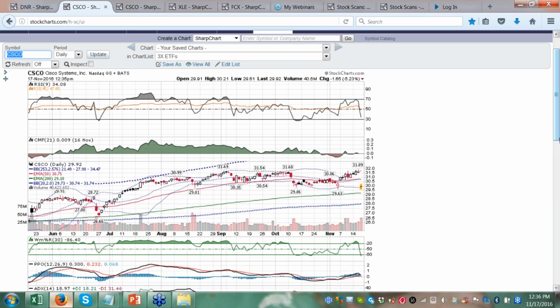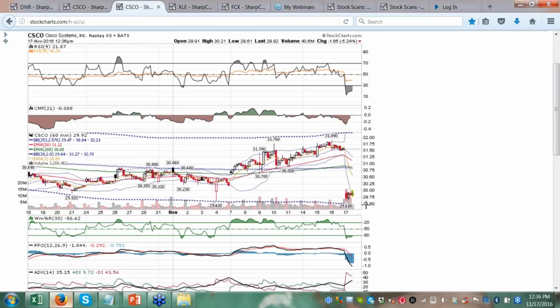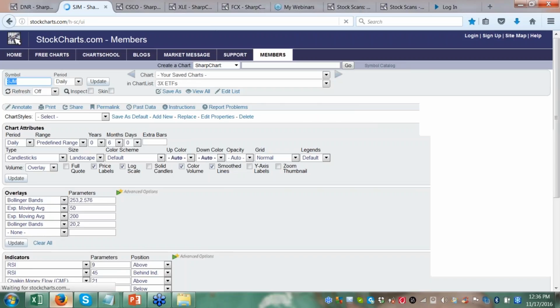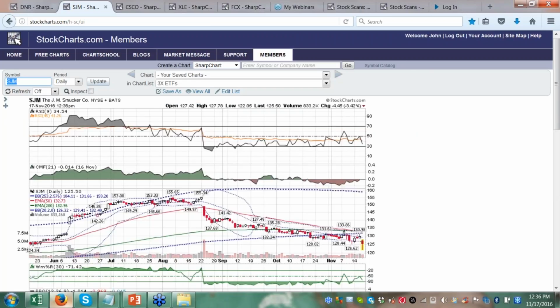See, to me, this is kind of an interesting setup. You know, maybe selling a put spread underneath the lower band makes sense. Problem with Cisco is the premiums aren't all that wonderful. The other one that reported was SJM. Right, they're down $4. Not a big move.